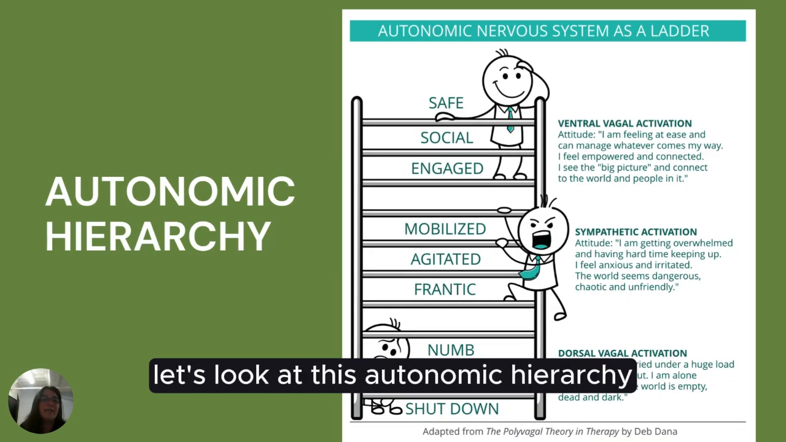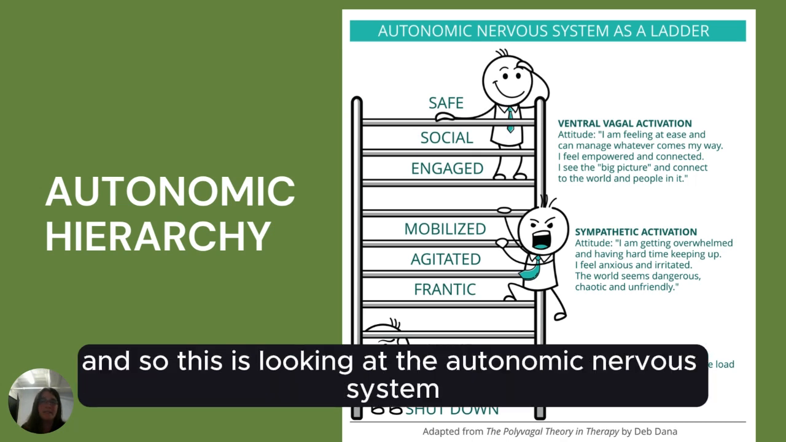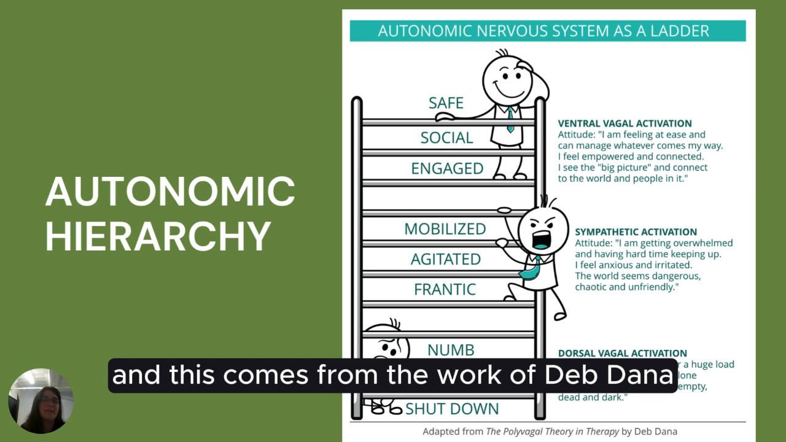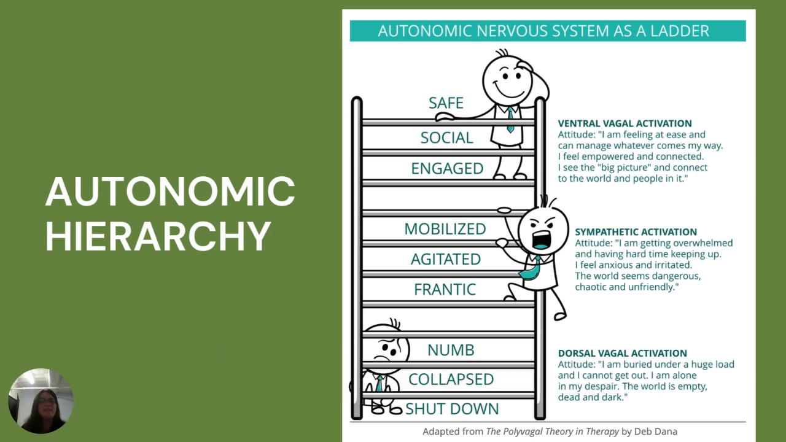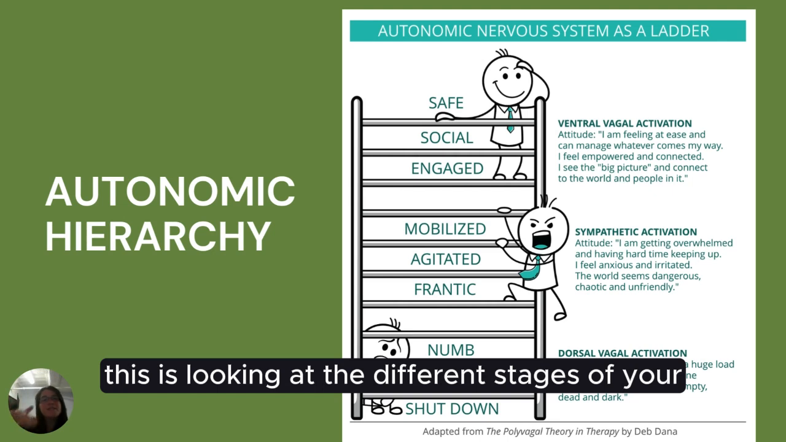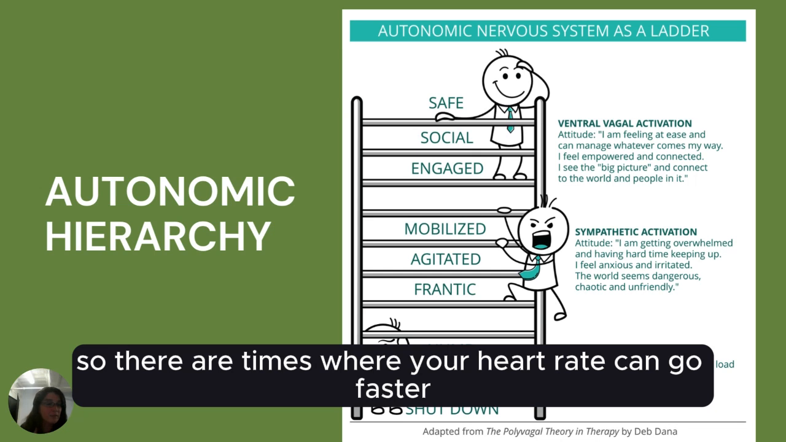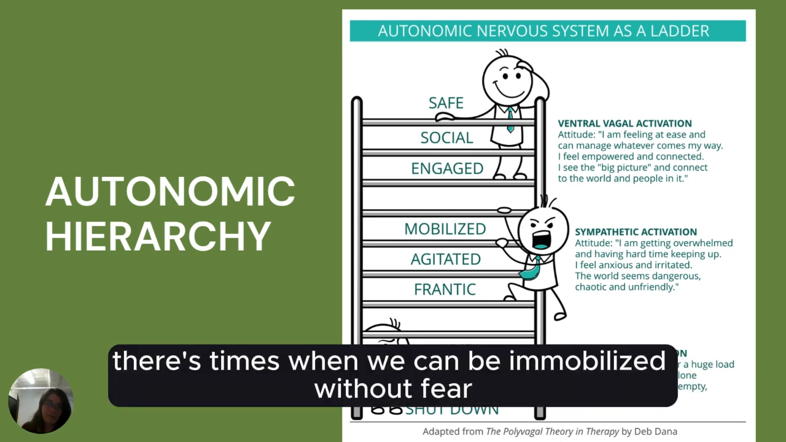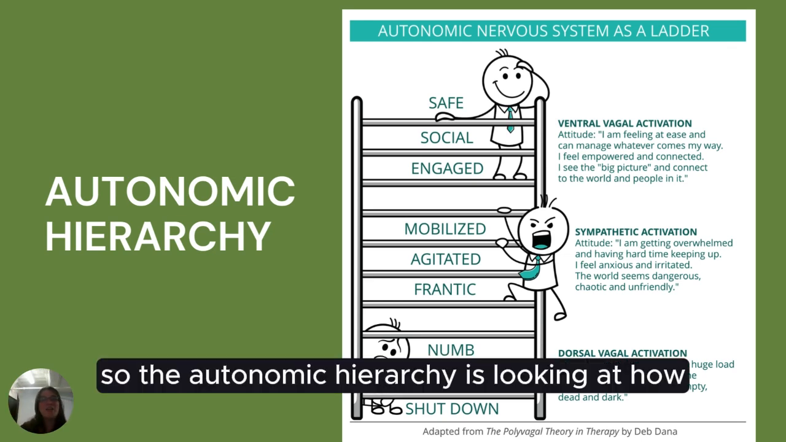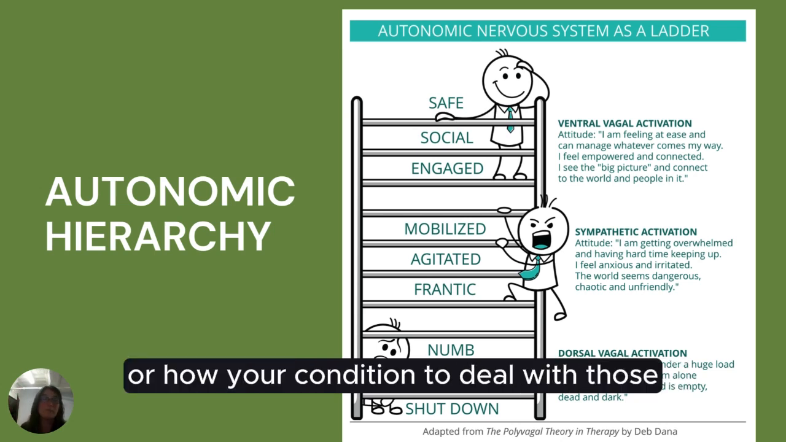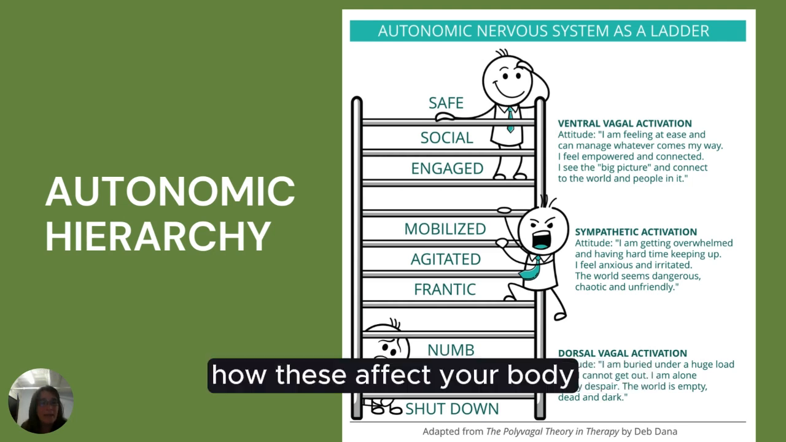So to better look at that, let's look at this autonomic hierarchy. This is looking at the autonomic nervous system as a ladder, and it comes from the work of Deb Dana, who is also a psychologist. To be fair, this is looking at the different stages of your autonomic nervous system in times of threat. There are times where your heart rate can go faster when you're not feeling threatened. There are times when we can be immobilized without fear. We're not talking about that today. The autonomic hierarchy is looking at how these different threats and stresses, and to a bigger degree, how you're conditioned to deal with those, affect your body.